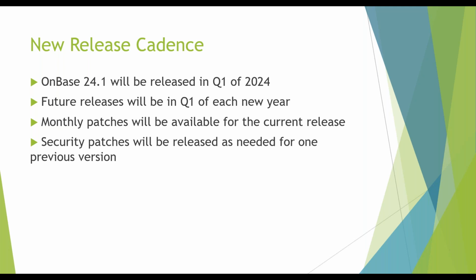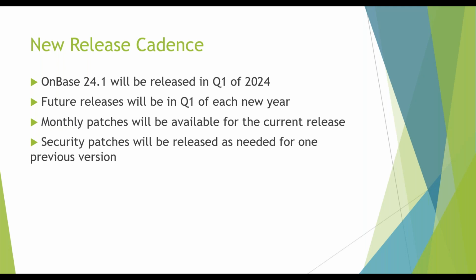They need to have a goal. They have the goals. Let's see what happens. That then starts a new cadence of releases. Q1 of each new year, they'll start releasing the new version of OnBase. So the next, 25.1, will be released in Q1 of 2025, so on and so forth.